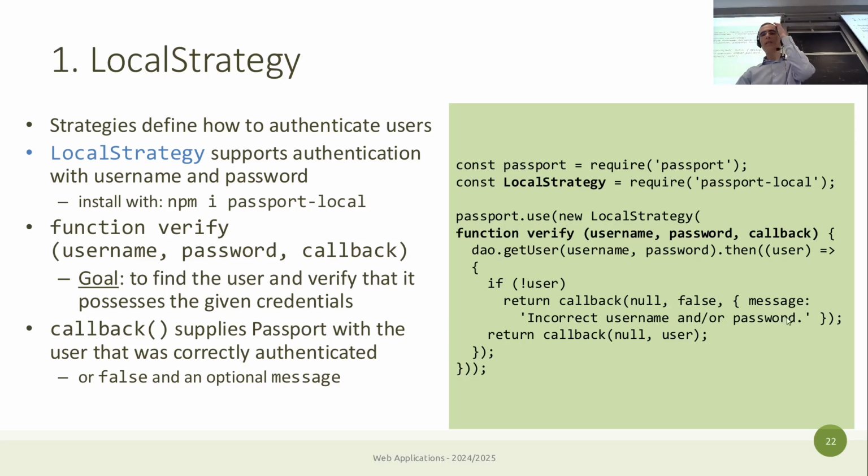We will see an example, and optionally provide a message. Remember, this message always needs to be very generic: incorrect username and/or password. We don't want to leak any information. Of course, we know if the user exists or not, and we know if the match was wrong on the password but the user exists. We don't want to say this.